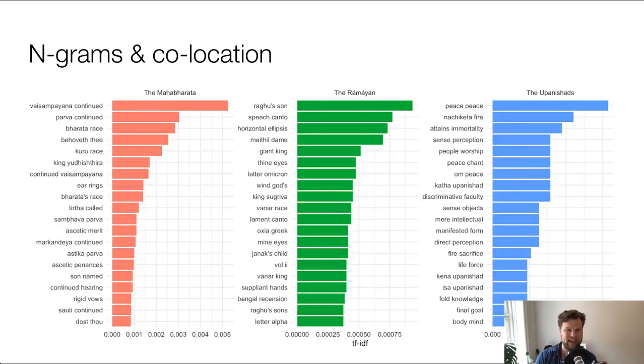Here, I've done just that with the same texts again. So you can see that Vaisampayana continued is a much more important phrase in the Mahabharata compared to the other texts. Raghu's son is an important phrase, it seems, in the Ramayana. And peace is important in the Upanishads compared to the others. Of course, you could also do other things like the kind of collocation analysis that we saw in the analysis of Chinese text, where we would be splitting it up into, for example, sequences of 5 words, and so on and so forth.